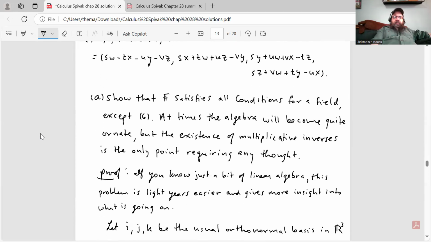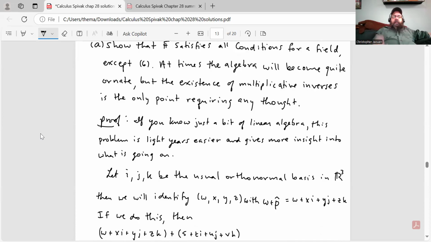Part A asks us to show that F satisfies all conditions for a field except number 6, meaning show that all the properties of a field are satisfied by this set with those binary operations, except that addition is not commutative. At times, the algebra will become quite ornate, but the existence of multiplicative inverses is the only point requiring any thought. So, let me just show you how I handle this.